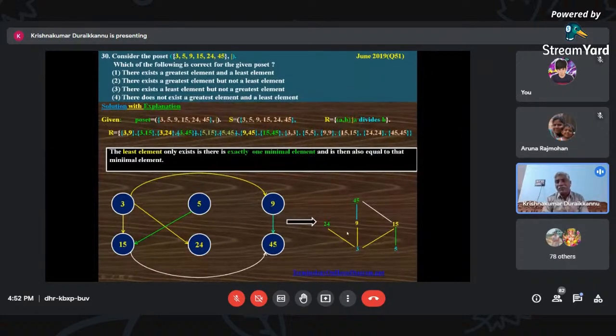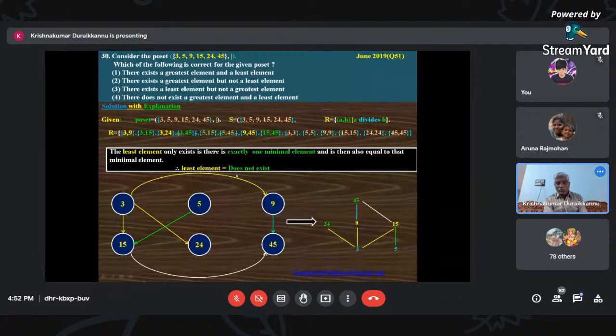According to our example, 3 and 5 are two minimal elements, so the least element does not exist. So there is no greatest element and no least element. So what is the option? Does not exist greatest element and a least element.